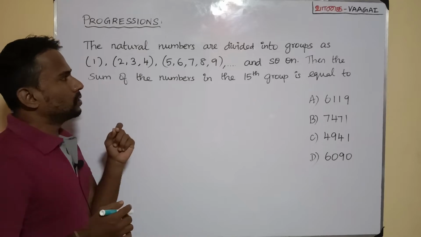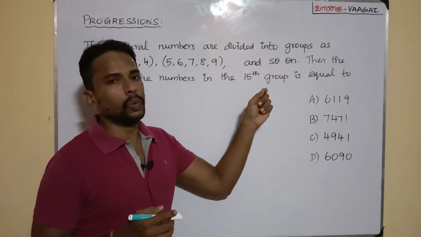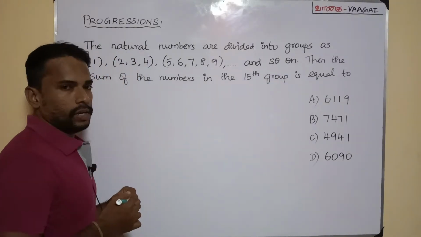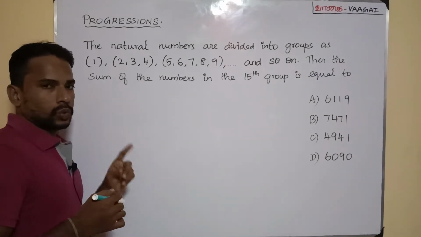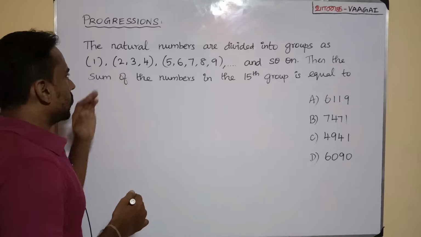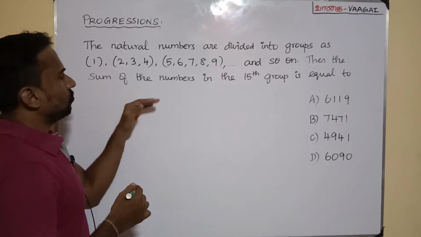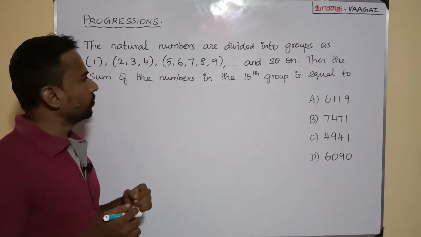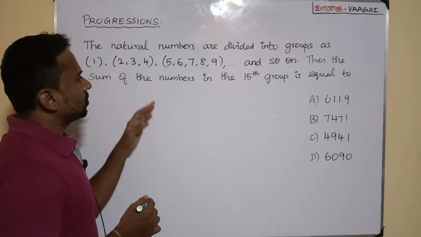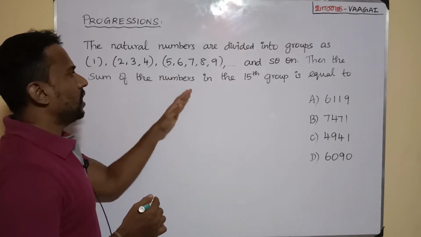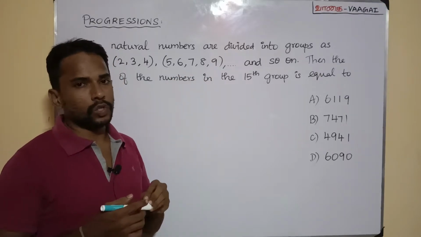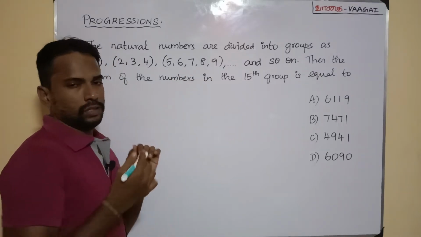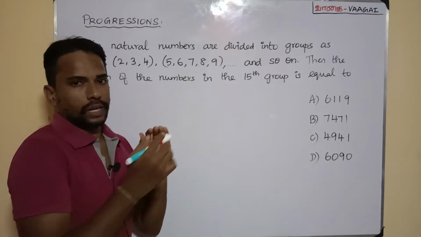The natural numbers are divided into groups as you see in the following. The first group contains 1, that means there's only one number. The second group contains 2, 3, 4, that means there are three numbers. The third group contains 5, 6, 7, 8, 9. There are 5 numbers and so on. So this pattern goes like this and we are going to form groups like this.